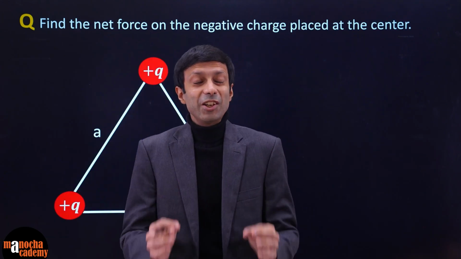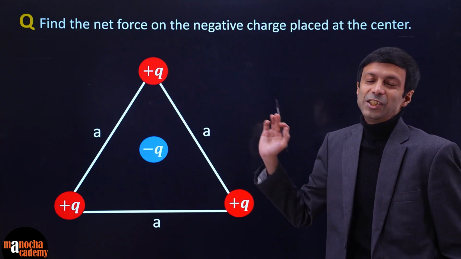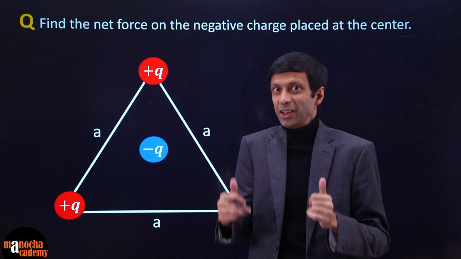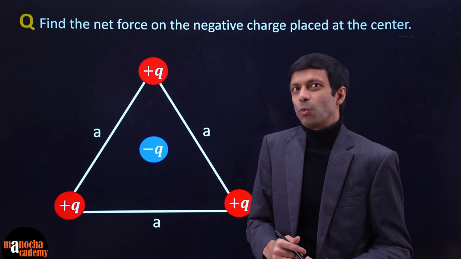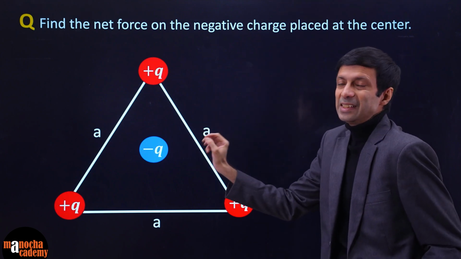Come on, let's try another interesting question. This time we have 3 charges on the vertices of a triangle. I would encourage you to pause the video, try the question yourself, then look at the solution here. So what has been asked here? Find the net force on the negative charge which is placed at the center of this triangle.